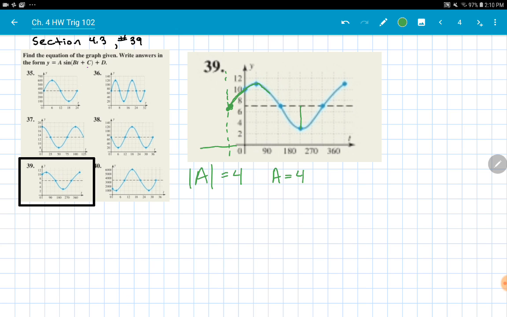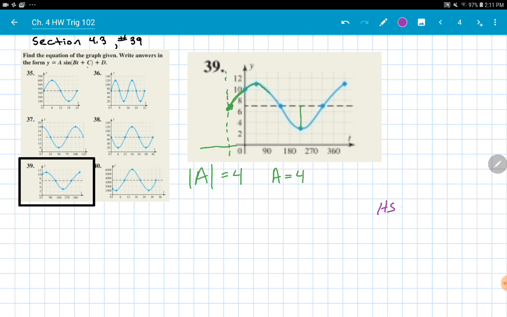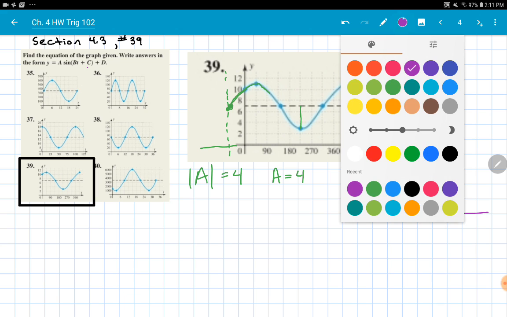And that means that my graph has been shifted left a little bit. So that's going to affect my horizontal shift. So I'm going to do that in a different color. My horizontal shift is going to be left. I'm not sure how much yet. Let's see. Let's find the period first.